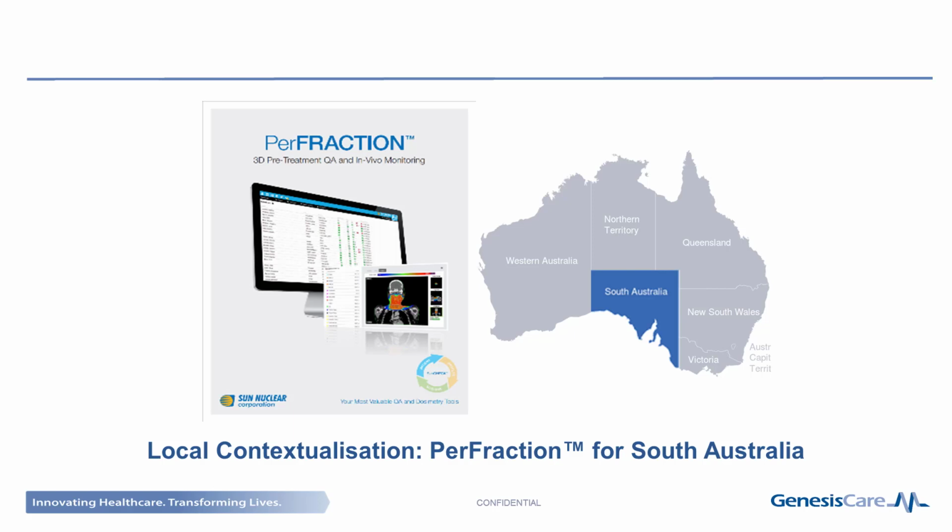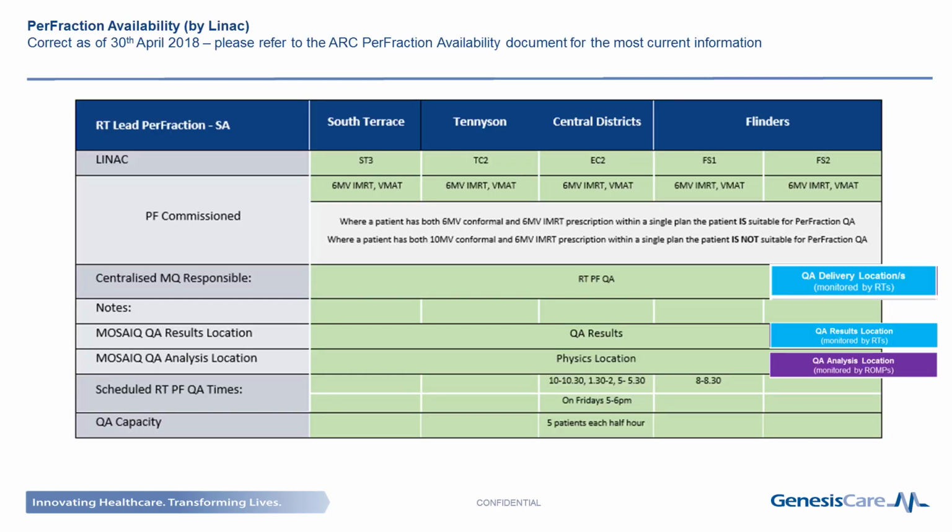This presentation will now highlight variations to the national policy and important information for South Australia. At ARC, RT-led PerFraction will occur primarily on EC2, with one slot on FS1. There are 3 half-hour slots on EC2 as listed, and you should aim to complete 5 patients in each slot.